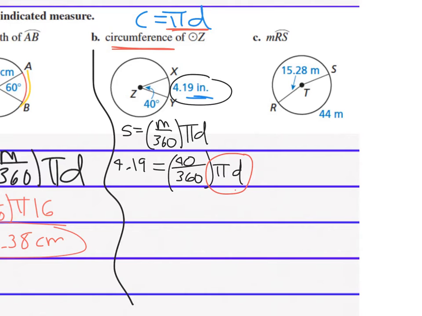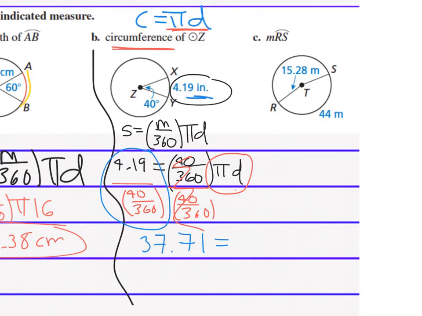All right, so let's kind of solve this. So I'm going to divide by 40 over 360. I'm just going to divide by the fraction. So on my calculator, I just wrote a 30, didn't I? Okay, let me fix that. So I'm going to divide 4.19 divided by parentheses, use parentheses around your fraction, 40 divided by 360. So this whole thing can be typed into your calculator. Make sure your fraction is in parentheses. And then I get 37.71 equals pi times diameter.